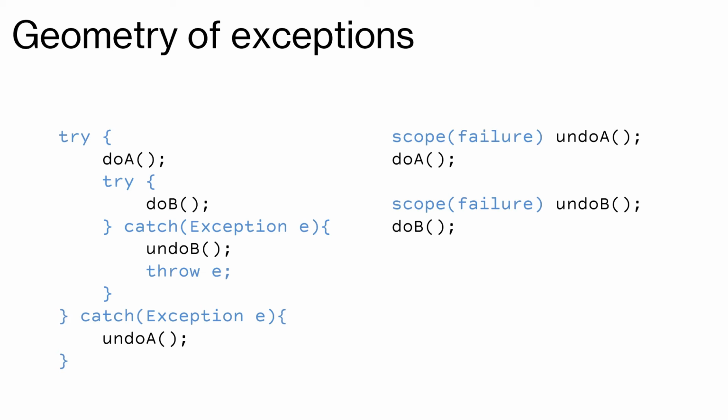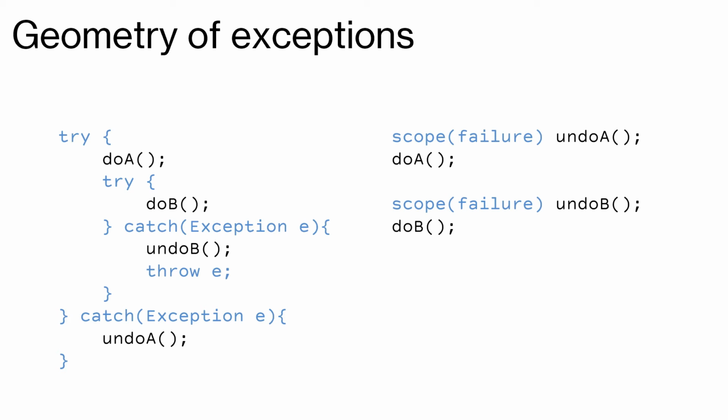The forward flow of doing things and the backward flow of undoing things: well, forward goes in and backwards goes out. But on the right-hand side example, forward goes forward and backwards goes upward.